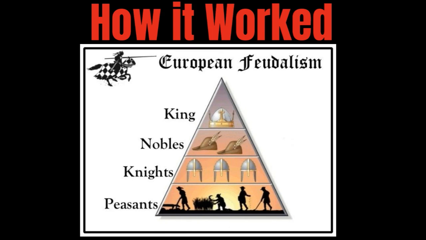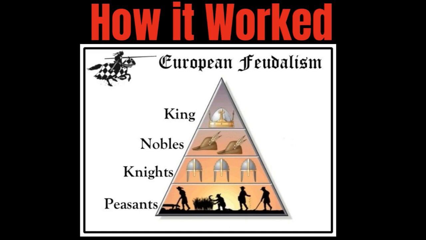All of the land legally belonged to the monarch. The monarchs then granted land to the nobles, who in return pledged their loyalty and military services to the monarch. Knights often worked to defend the land of nobles in exchange for pieces of the nobles' land to live on. Peasants worked on noble lands in exchange for protection.